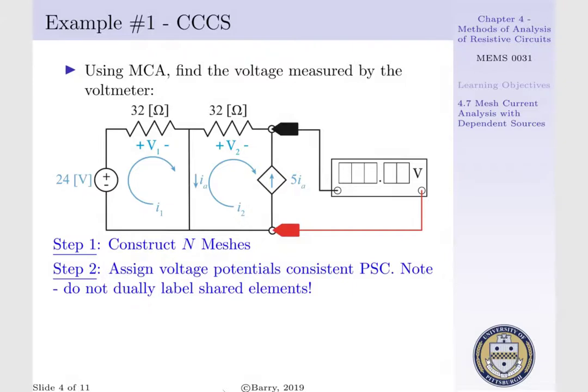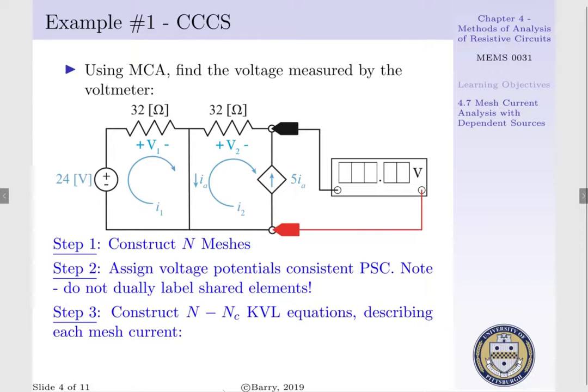Step 2 is to apply our voltage potentials consistent with the passive sign convention and not to duly label any shared elements. Thus, we have V1 and V2 prescribed across our two 32 ohm resistors, and we do not need to apply a voltage potential across our CCCS. Rather, we are going to be interested in the voltage measured by our voltmeter.